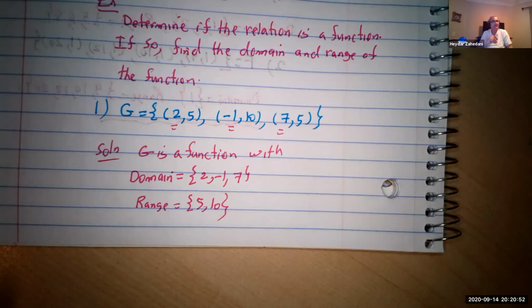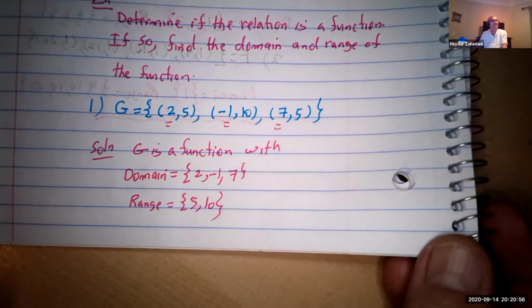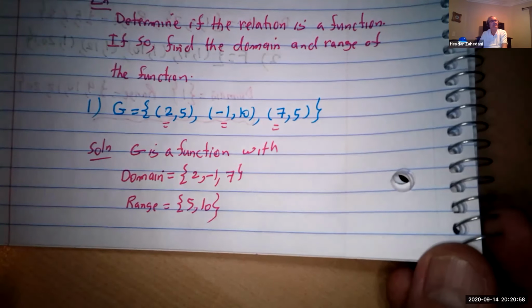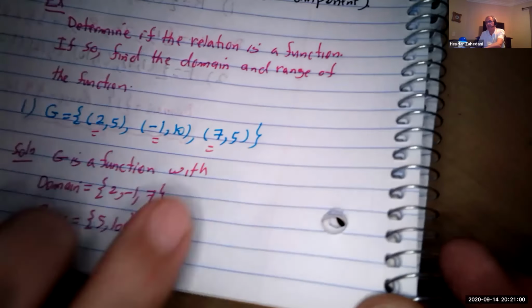That is case 1. And for case 2? Okay, let's see what's going to be case 2. Case 2 is this one. Let's have a case 2. The case 2 is going to be F relation.